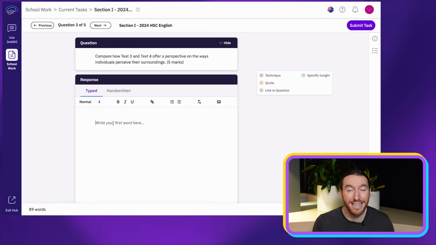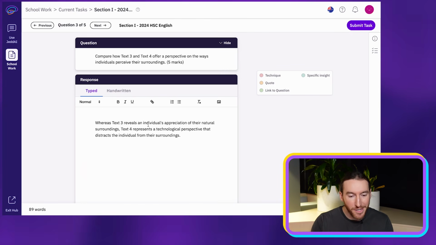But for this 5 marker, we're going to do a topic sentence and 4 sentences of analysis. And because it's a compare question, we're going to do 2 sentences of analysis on text 3 and then 2 sentences of analysis on text 4. Now for the topic sentence, I always like to start it with a word like whereas or whilst, because that forces you to immediately compare them and then you won't waste time. So we'll start with something like, whereas text 3 represents this element or this perspective, text 4 represents this perspective, okay? So we'll do that all in 1 sentence for a topic sentence, and then we'll do 2 on each.